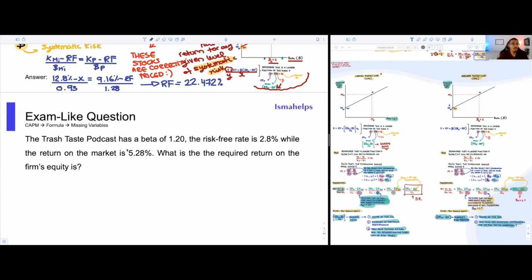So we have the Trash Taste podcast, okay? And Trash Taste podcast has a beta of 1.20. And we know that the risk-free rate is 2.8%, while the return on the market is 5.28%. And we're going to ask you, hey, what is the required rate of return on the firm's equity?